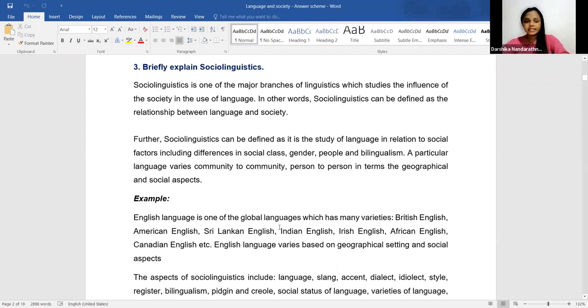Sociolinguistics is one of the major branches of linguistics. So that is the first thing that you need to mention. This subcomponent comes under sociolinguistics, which studies the influence of the society in the use of language.